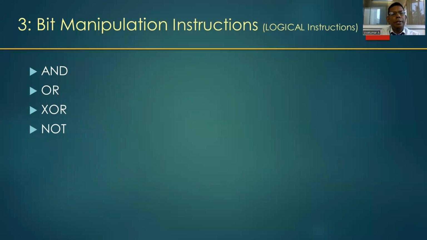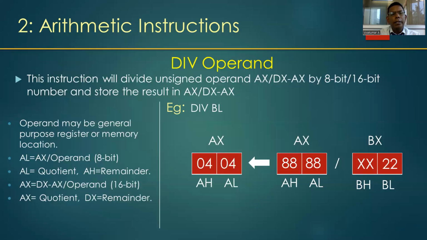Bit manipulation instructions. Listen, I forgot to tell one thing. Arithmetic instructions all affect the status flags. What are the five status flags? Carry flag, auxiliary carry flag, parity flag, sign flag, and zero flag. So after executing an arithmetic instruction, all the flags will be affected. These are some examples of arithmetic instructions.